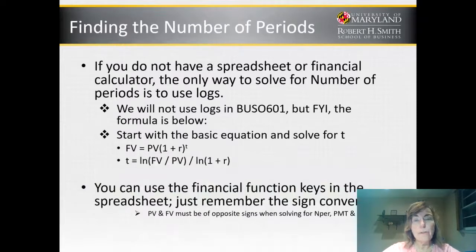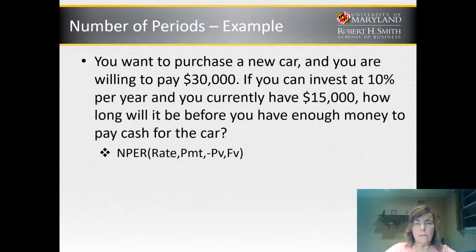Now, if we were solving for the number of periods and we didn't have Excel or a financial calculator, we'd have to use logs. I don't know if any of you ever used a slide rule. When I took physics in college, we used slide rules, and that's basically log tables. So much easier to use Excel.